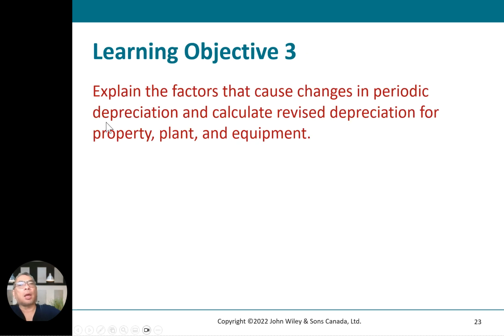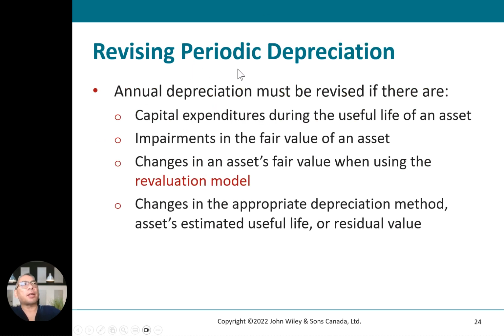In terms of learning objective number 3, explain the factors that cause changes in periodic depreciation and calculate revised depreciation for PPE. Annual depreciation must be revised if there are capital expenditures during the useful life of an asset, or impairment in the fair asset value. Impairment means there's something that can affect the fair value of the asset. For example, if the car suddenly has a problem with the engine and has a lower value, the asset has to be updated accordingly.